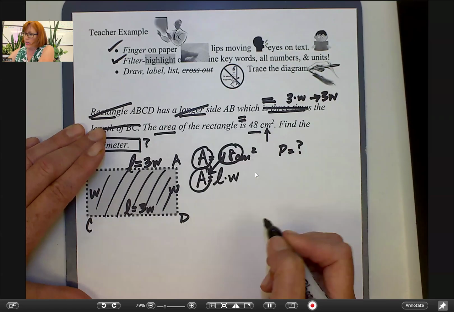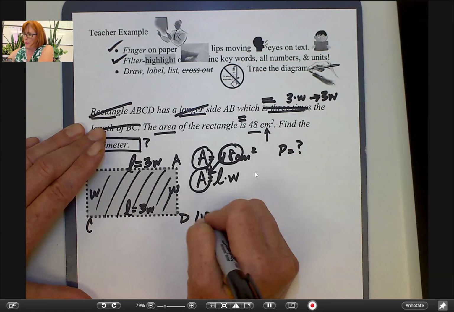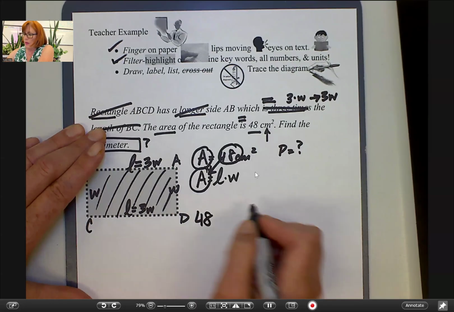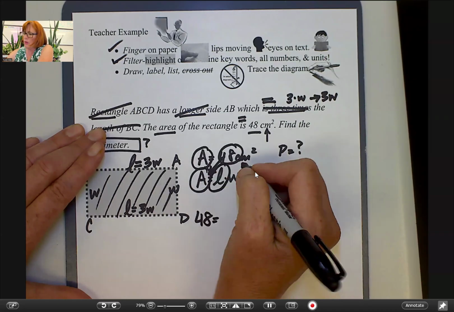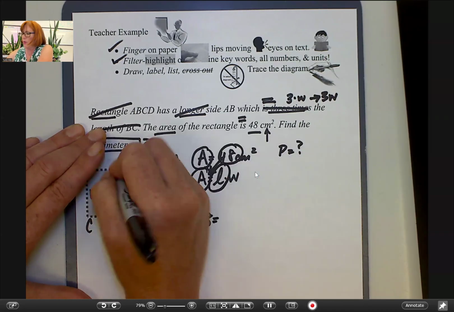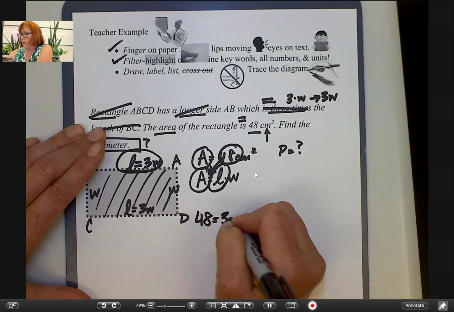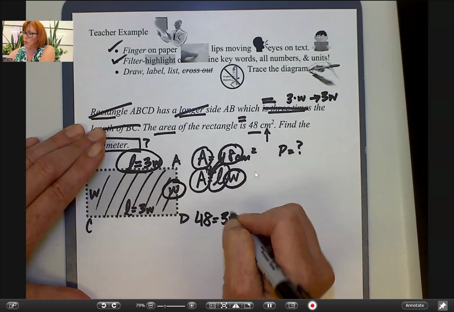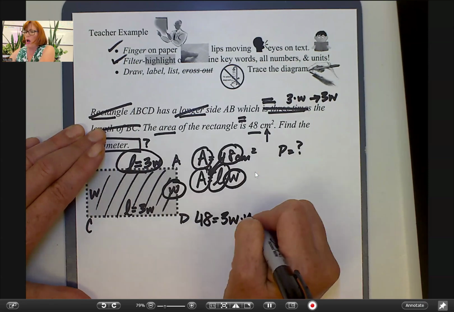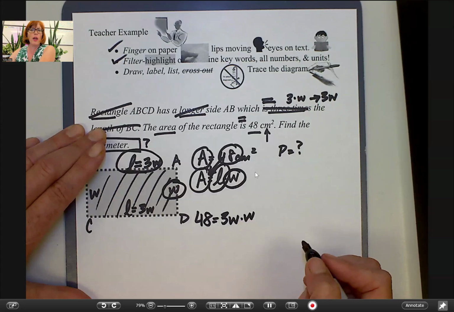Plug that in. Circle length, sacred length. Circle every aspect of the equation. That way you don't get lost and you don't drop pieces of information. Okay, there. You can actually solve for a variable just by circling, plugging, checking.